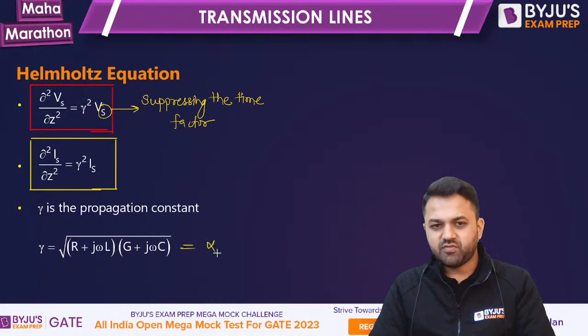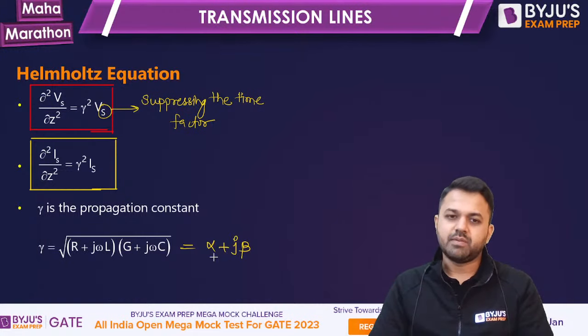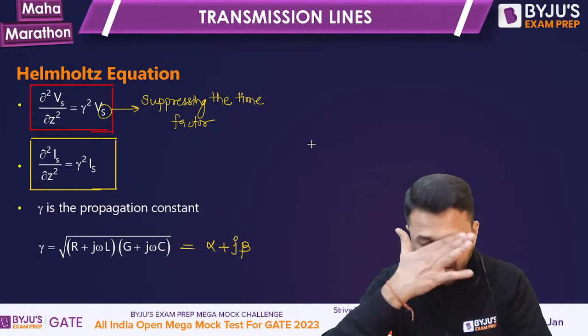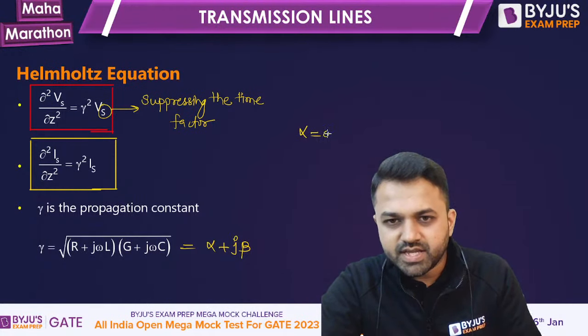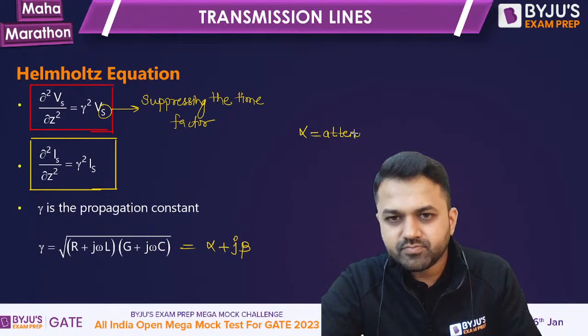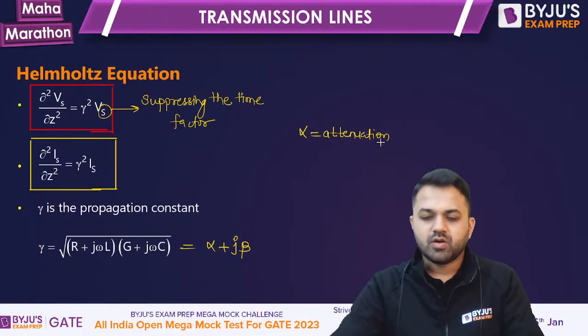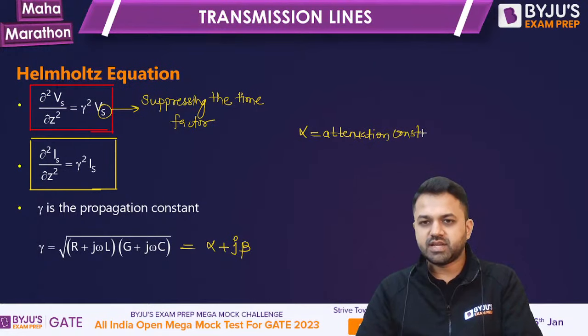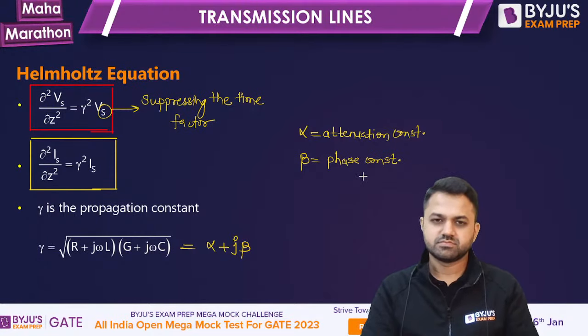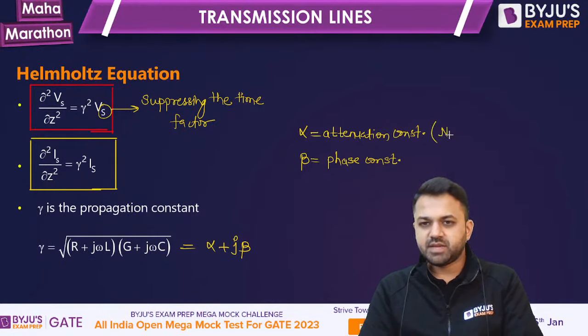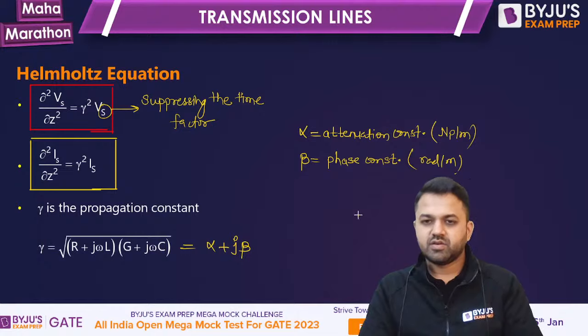So this is nothing but alpha plus j beta. Gamma is equal to alpha plus j beta, where alpha is known as the attenuation constant and beta is the phase constant. What is the unit of alpha? That is Neper per meter. And what is the unit of beta? That is radian per meter, right?